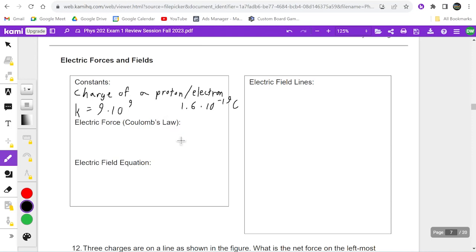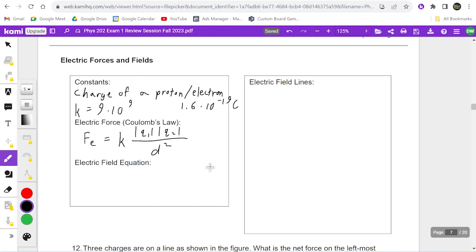Okay, good. Next we have the electric force equation, Coulomb's law. And that is going to be Fe, or at least I call it Fe for electric, equals k fraction bar in the numerator, absolute value Q1, absolute value Q2 over the distance squared.